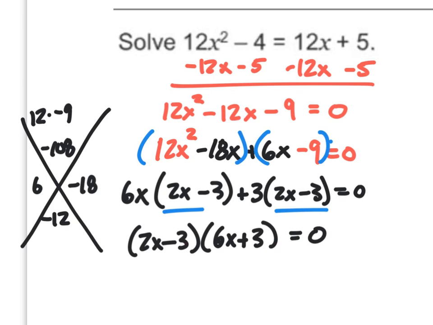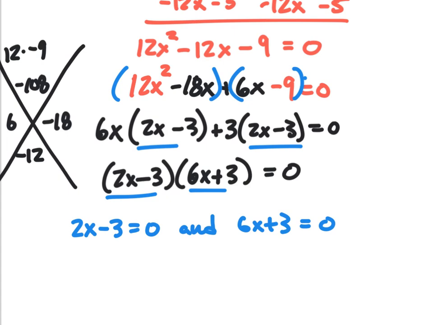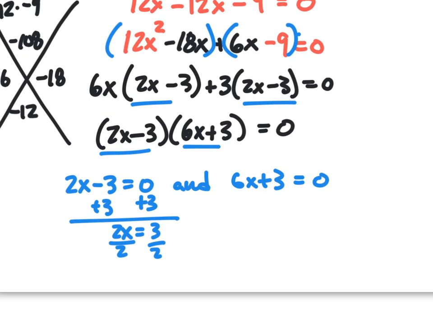And so what I'm going to do now is set each of these equal to 0 and then solve for x. So I'm going to set 2x minus 3 equal to 0, and I'm going to set 6x plus 3 equal to 0. If I solve this for x, I add 3 to both sides, so I get 2x is equal to 3. I divide by 2 on both sides, so x is equal to 3 halves.